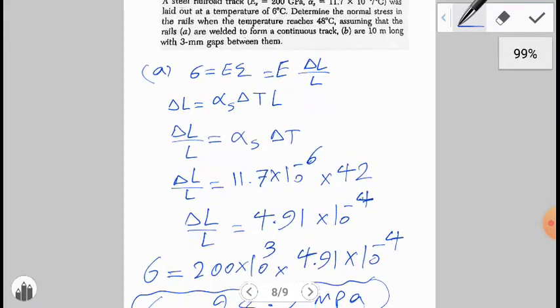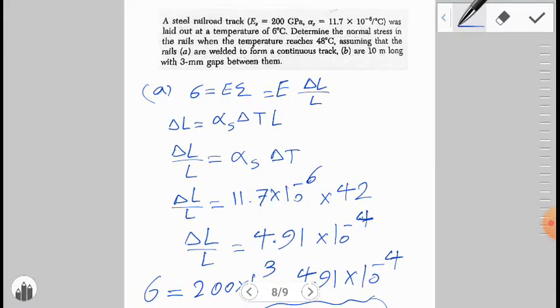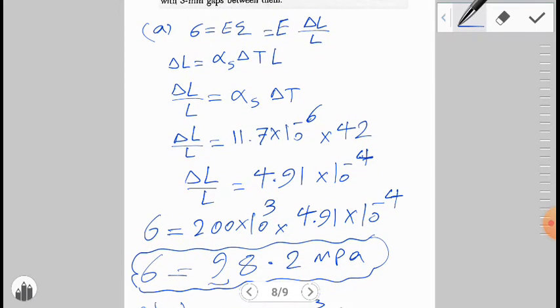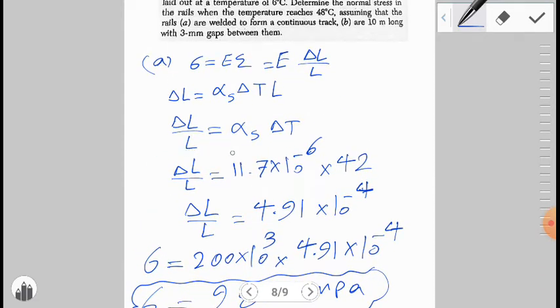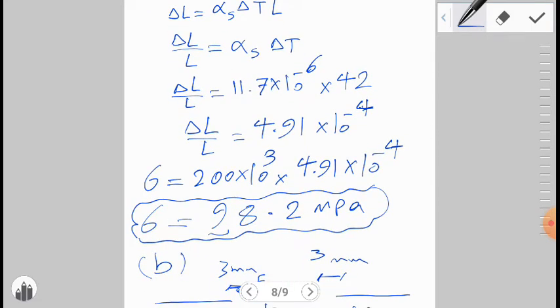Let's review the solution again. We have the steel railroad track. We need to find the normal stress in the rails in two different cases. One, when the rails are welded to form a continuous track. We have just one member. It is necessary just to find delta L, the change in the length because of the temperature. After that, delta L over L is equal to epsilon strain, and finally we can find sigma stress.